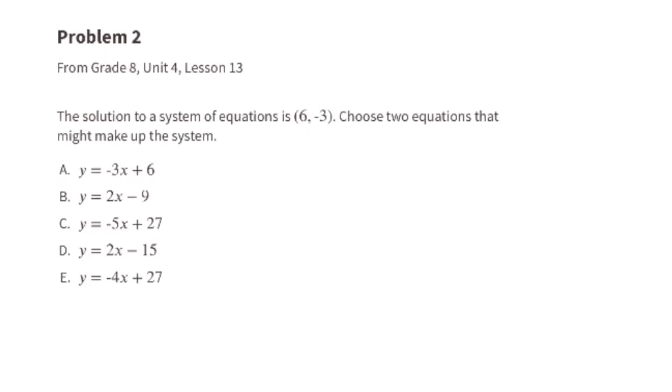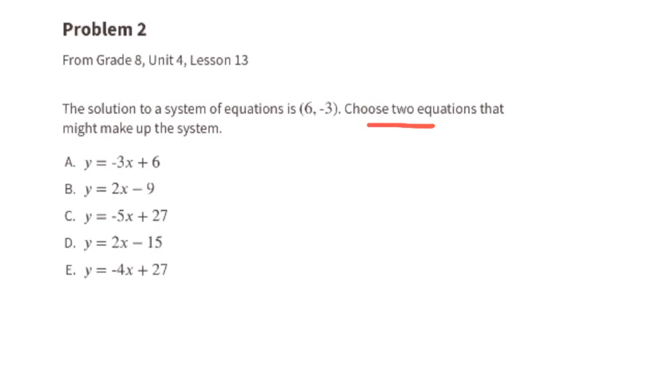Problem number 2 from 8th grade, Unit 4, Lesson 13. The solution to a system of equations is 6 and -3. Choose two equations that might make up the system. To do this, we can substitute the x value with a 6 and the y value with a -3.